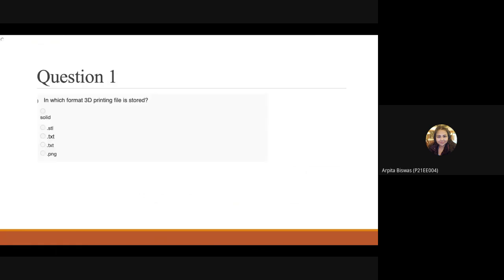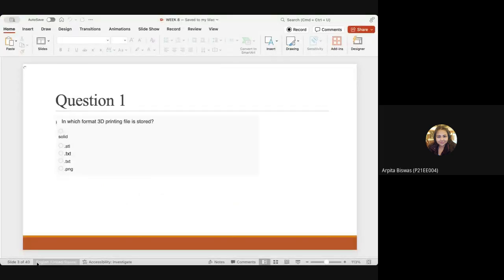In this session we are going to discuss some MCQ questions. This is the first question: in which format are 3D printing files stored? Option A is .stl, option B is .txt, option C is .txt, and option D is .png. Please go through the question carefully and try to find the right option.